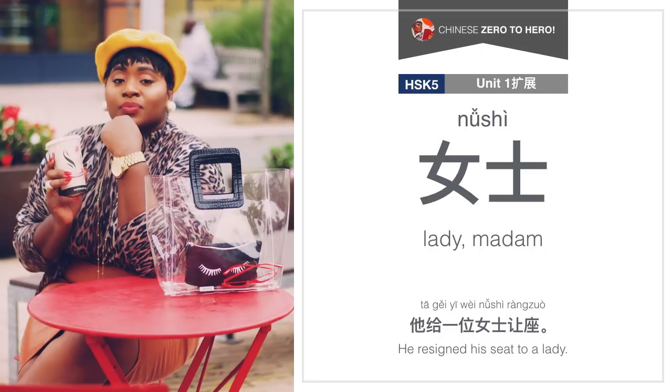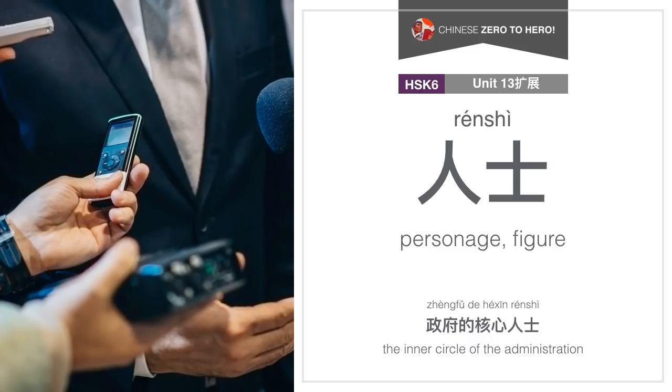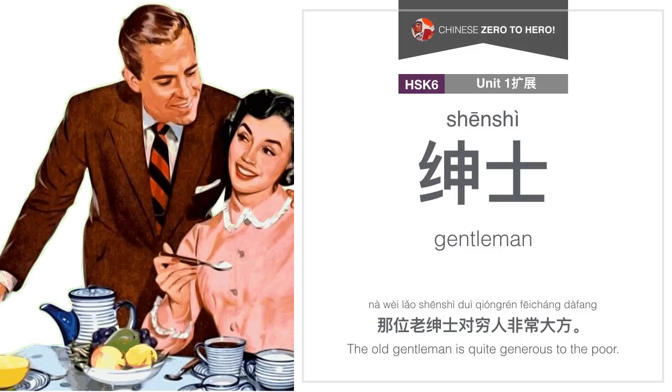And in HSK 5, we learn 女士, lady or madame. 他给一位女士让座. He resigned his seat to a lady. In HSK 5, we also learn 士兵, soldier. 这位士兵因勇敢而被提升. The soldier was elevated to a higher rank for bravery. And in HSK 6, we learn 人士, meaning personage or figure. 政府的核心人士, the inner circle of the administration. And in HSK 6, we also learn 绅士, meaning gentleman.